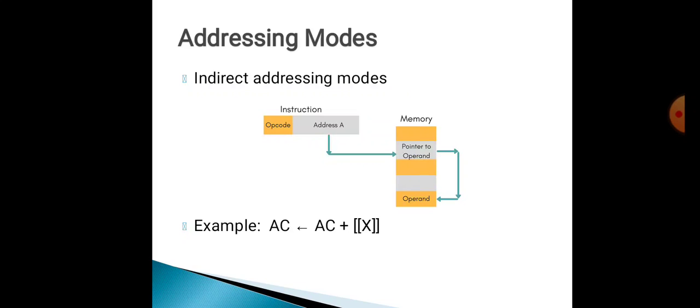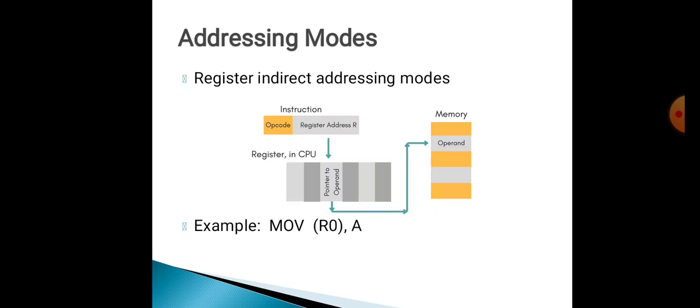Next, indirect addressing mode. In this addressing mode, the address field of the instruction specifies the address of the memory location that contains the effective address of the operand. Two references to memory are required to fetch the operand. Example, add x will increment the value stored in the accumulator by the value stored at the memory location specified by x.